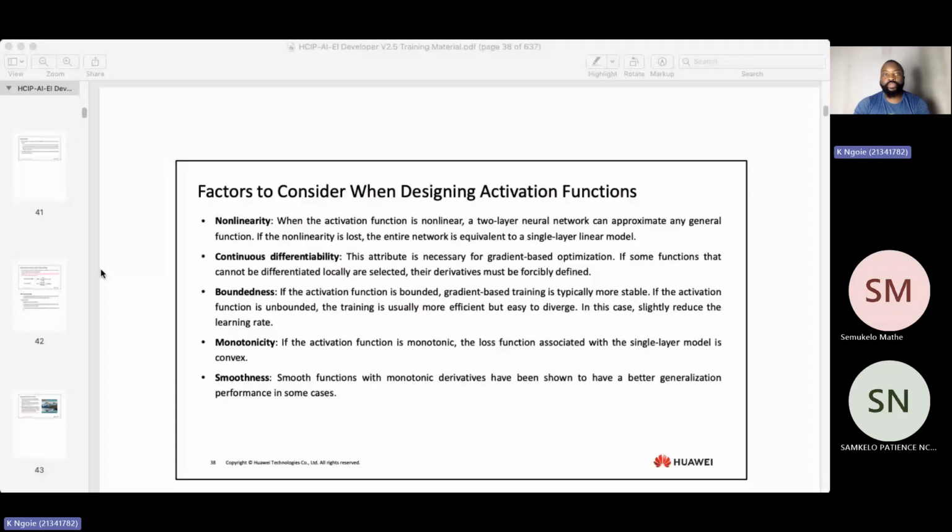Can you guys please confirm if you can actually see the slide? Are you guys able to see the slide? Okay. Perfect. All right.